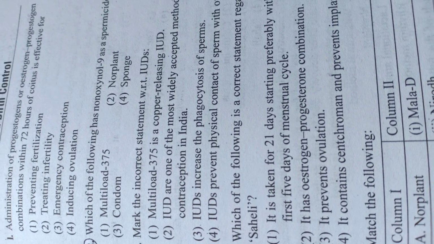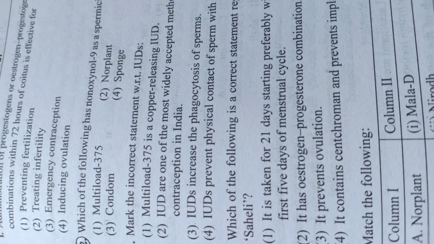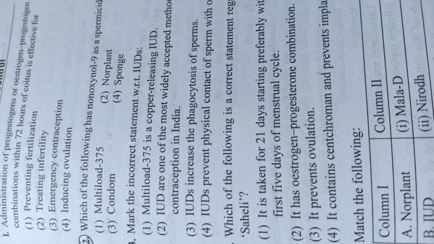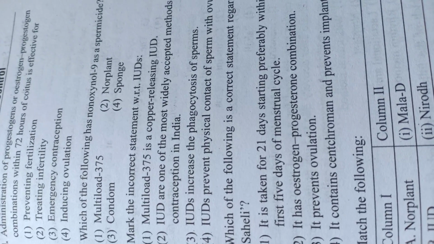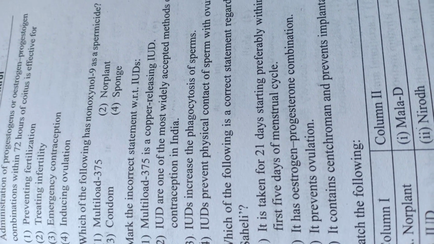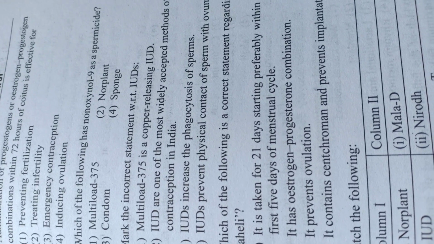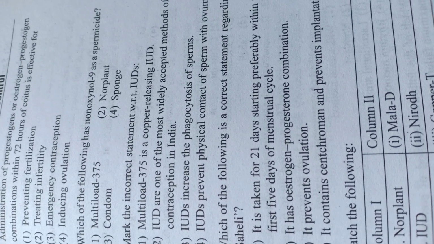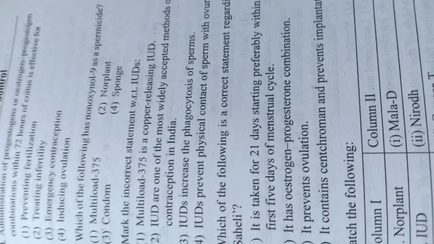Then it prevents the fertilization. Why? Because the nonoxynol-9 acts as a spermicide. So before coitus they apply the sponge, and after the coitus also they apply the sponge. That is, the spermicide is applied. So it acts as a spermicide and kills the spermatozoa. So there will be no fertilization.